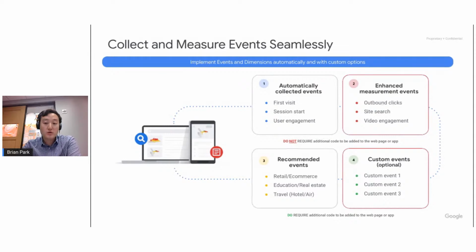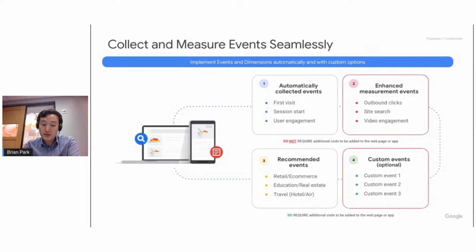We've made GA4 much easier to use from an implementation standpoint. In addition to having a wider range of data sets that can be collected, it's also worth noting that there are a lot more automatically collected events available through an out-of-the-box implementation with Google Analytics 4. We capture things like the user's first session, when a session starts, and we also collect detailed information about user engagement. Once you turn on enhanced measurement events in the user interface, you'll also be able to collect things like outbound clicks and site searches without additional tracking code implementations.